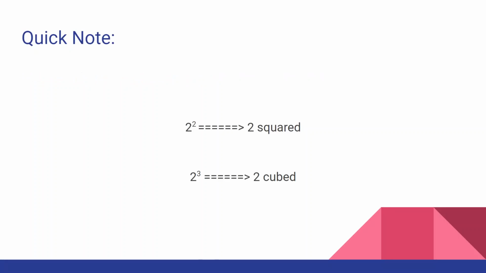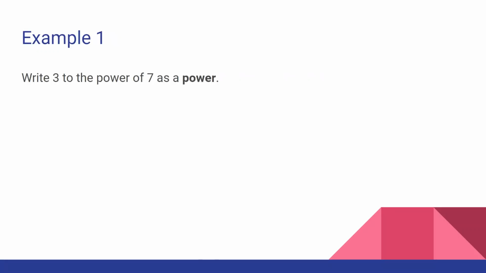So our first example, write 3 to the power of 7 as a power. When you're writing it as a power, we're just going to write it in this form. So how do we write this? Write our base 3 and 7 as the exponent. That's it. Example 2. Write 5 to the power of 4 in expanded form. Expanded form is writing the base multiplied by itself, as many times as the exponent says. So 5 to the power of 4 will be 5 times 5 times 5 times 5. 4 times because 4 is the exponent.